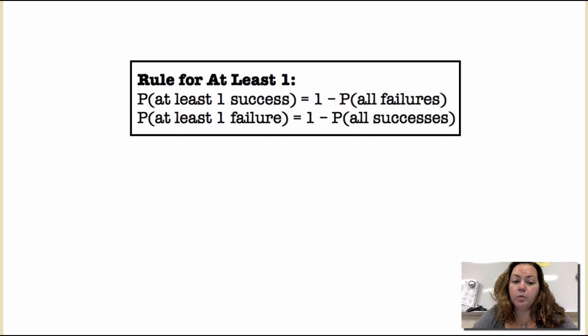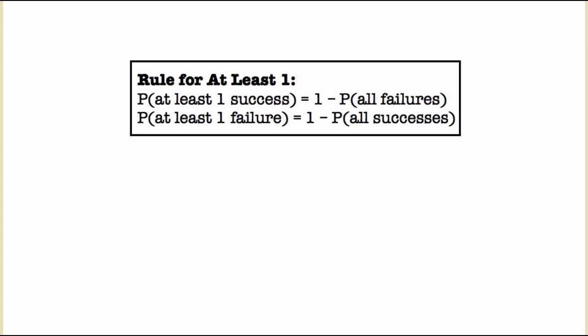All right, so again, the rule is for at least one. If I want to find the probability of at least one success, it's 1 minus the probability that they're all failures. If I want to find the probability of at least one failure, it's 1 minus the probability of all of them being successes. So it's always, for at least one, 1 minus the probability of none.